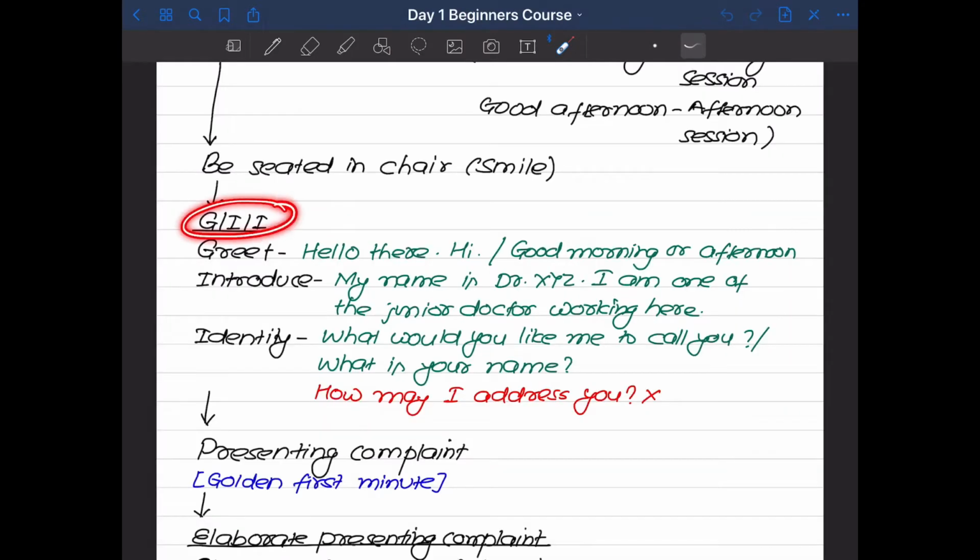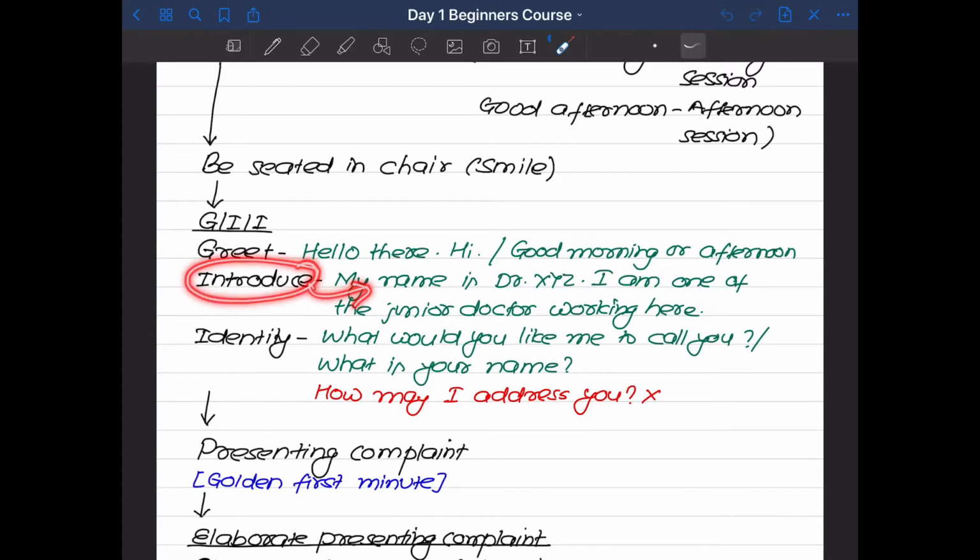Then there are three things to do which we call GII, that means greet, introduce and identify. In the greeting part, you are greeting the role player. You can say hello there or hi. Someone may prefer saying good morning or good afternoon to them, and that's also okay. Then you introduce yourself.